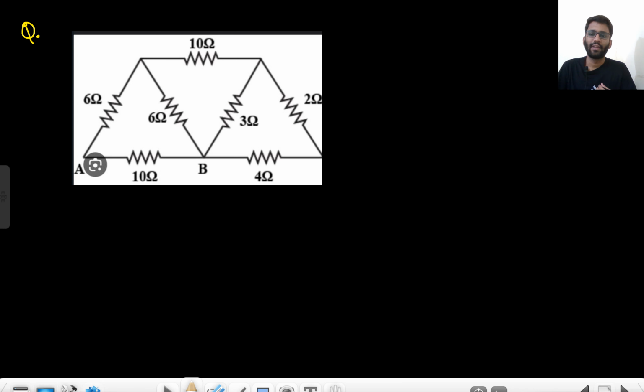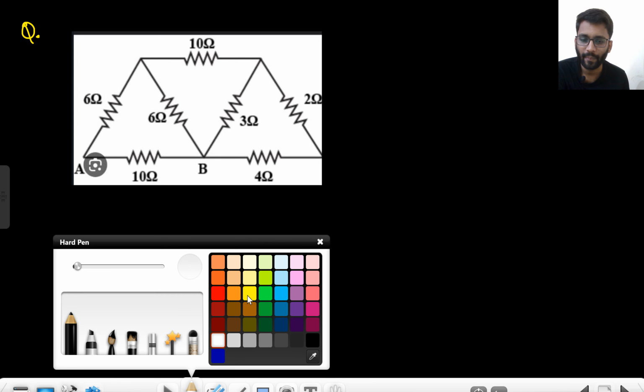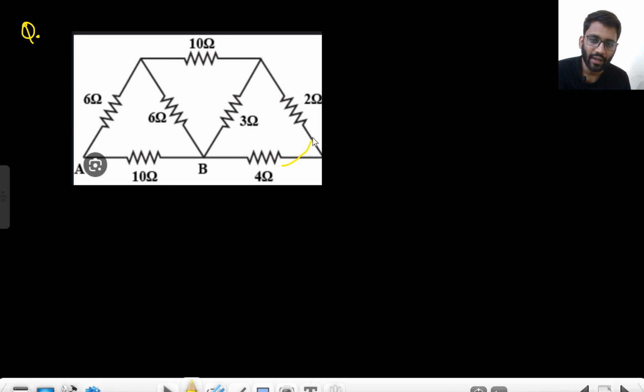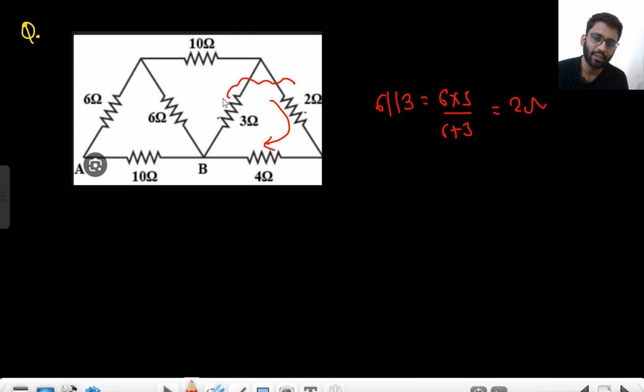Now this problem. So again, tell me one thing. Now this 4 and 2 are in what configuration? Series or parallel? They are in series, right? Because if current is coming here, the same current will be coming here as well. So this 4 and 2 are in series. 4 and 2 will collectively give me 6. 6 parallel 3. 6 into 3 upon 6 plus 3 is 2 ohm. So 6 parallel 3 will give me 2 ohm. So this complete configuration I can replace with a straight 2 ohm.